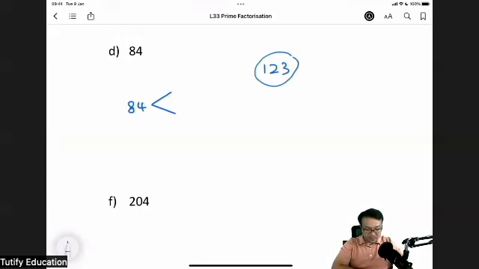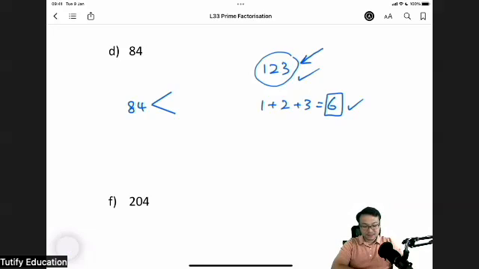All you need to do is take all the digits, for example 1, 2, 3, and add them up. 1 plus 2 plus 3, what do you get? 6. Then you ask yourself, is 6 divisible by 3? Yes. Therefore, if the answer is yes, that means the bigger number is also divisible by 3.